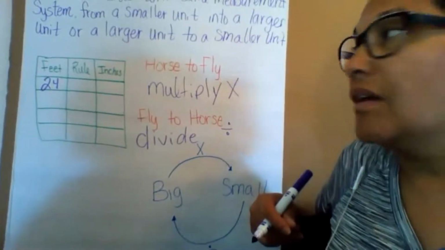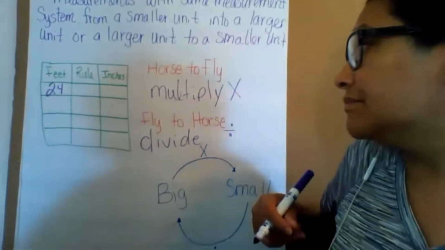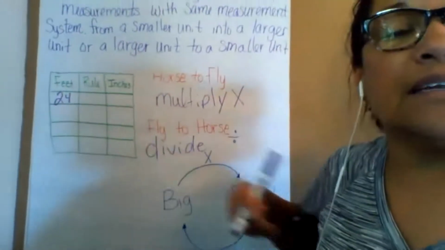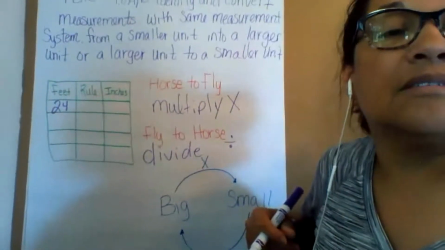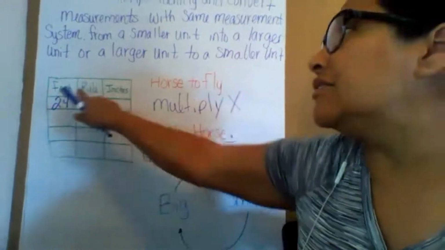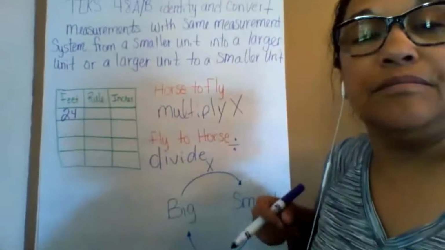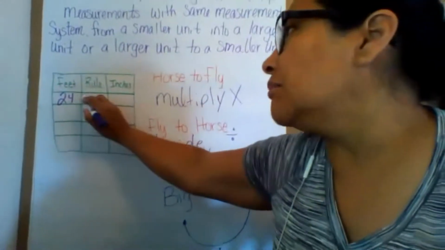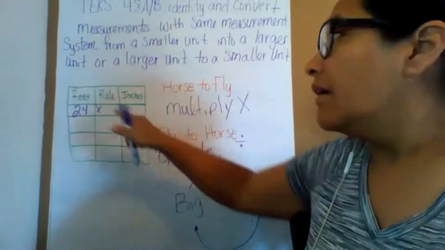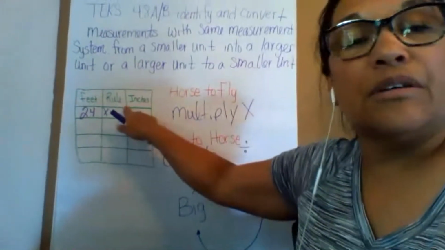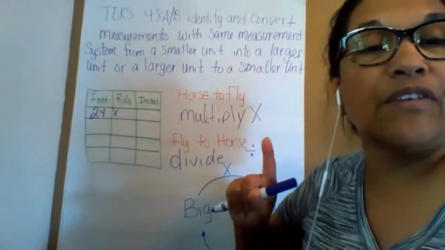Divide. Why would you divide? Which one's bigger, Natalie? Feet or inches? Feet. So horse to fly, I would do what? Multiply. You have to find your rule. Another thing that you have to find is how many inches in 1. Remember that you're always trying to find out for 1.